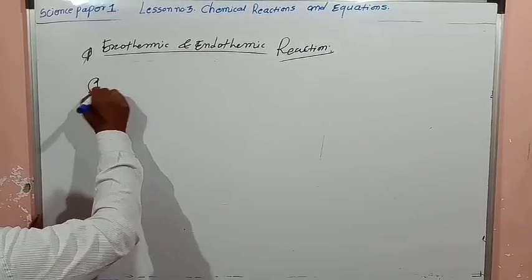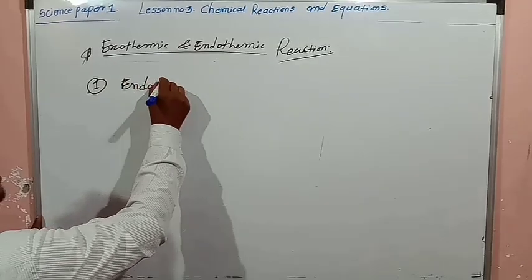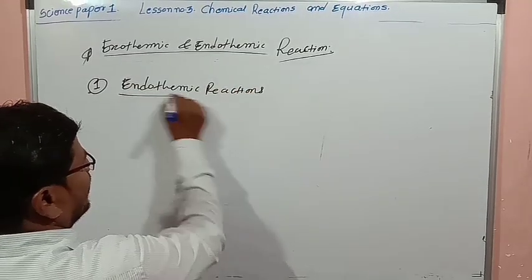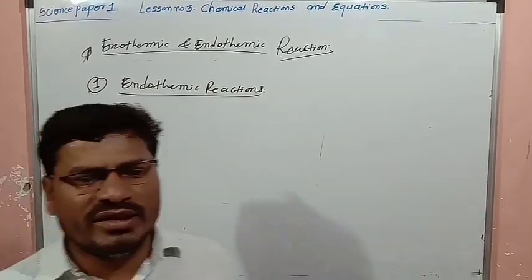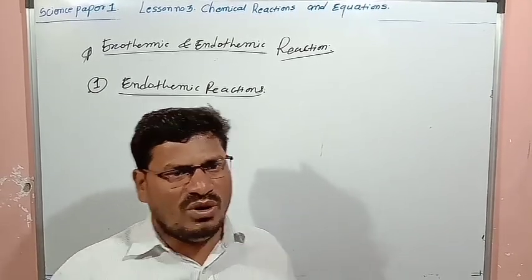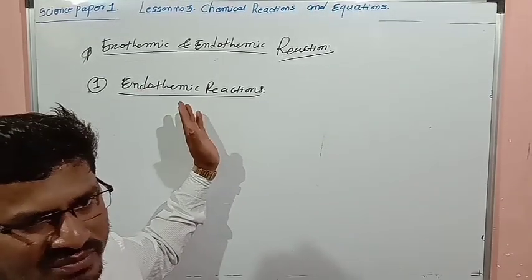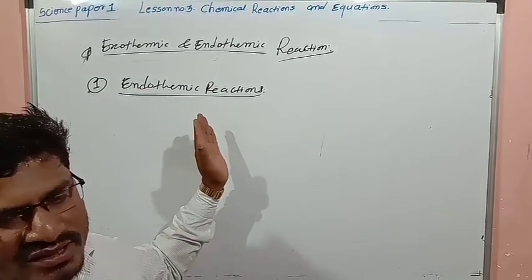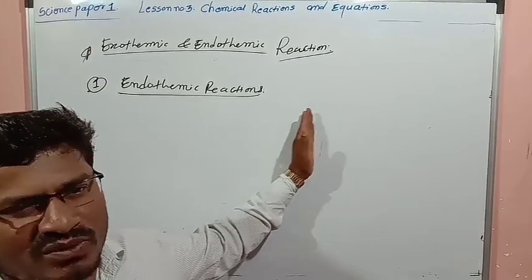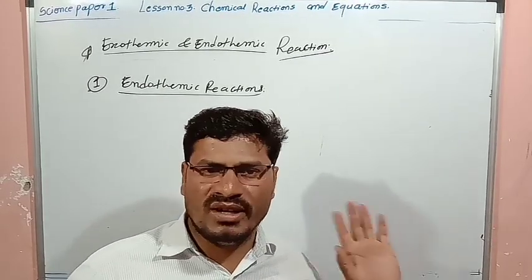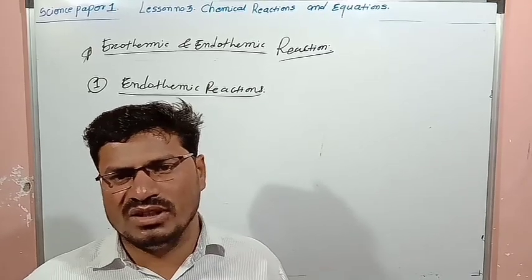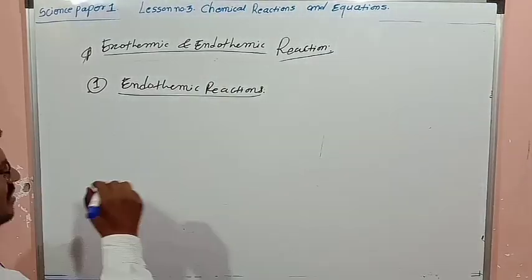endothermic reactions. So what is an endothermic reaction? The chemical reaction in which heat is absorbed. Endo means in, thermic means heat. If in the chemical reaction heat is absorbed from the surrounding or has to be supplied from the surrounding for that chemical reaction to occur, it is called an endothermic reaction. So definition will write.